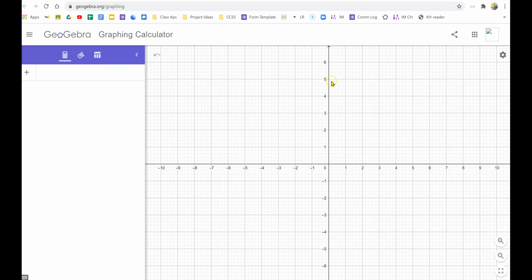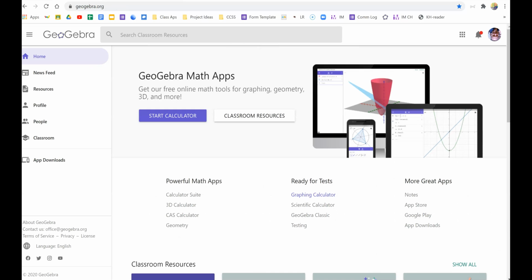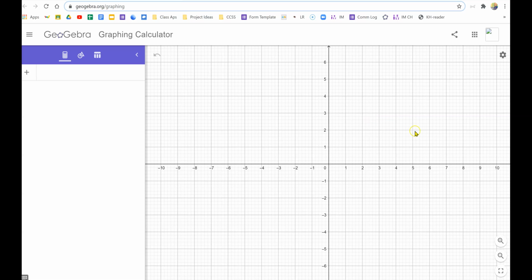Alright, here's the GeoGebra graphing calculator, and if you don't remember, you can get to that just by going to geogebra.org. It takes you here. You're going to select the graphing calculator right here in the middle, which takes you to this page. Now I'll put that link in your assignment so you can access it quickly, but if you remember geogebra.org, that'll make it easy for you to get there in the future.